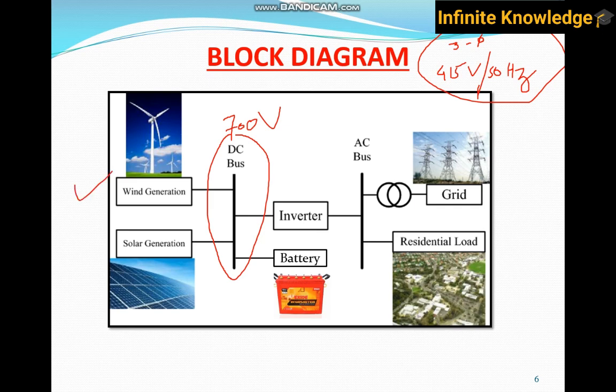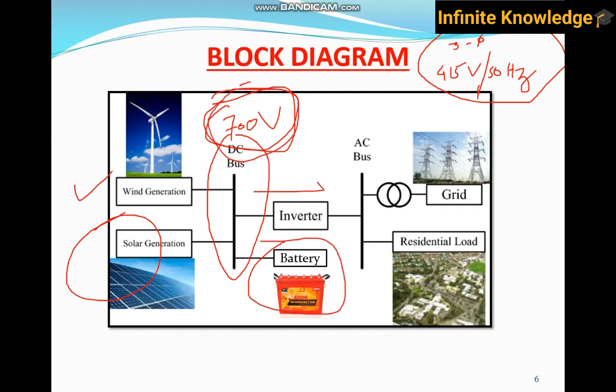So wind generates nearly 700 volt, solar also generates nearly 700 volt, and the battery also generates nearly 700 volt. And then there is one common inverter that inverts the DC supply to the AC supply and supplies our load.